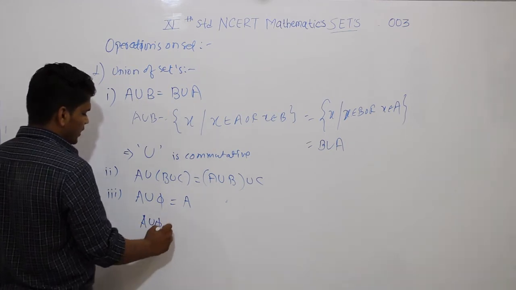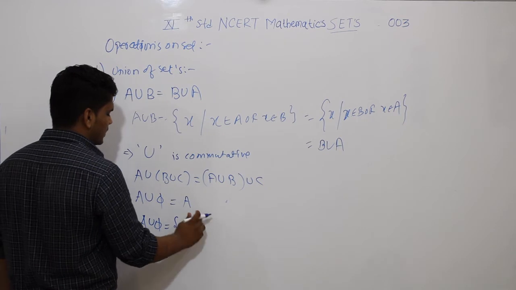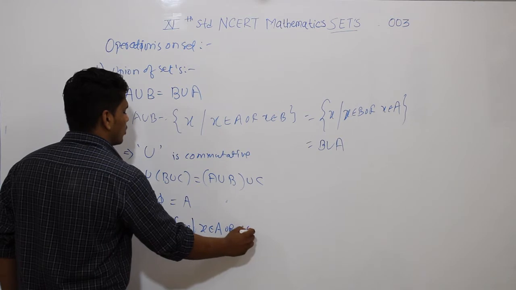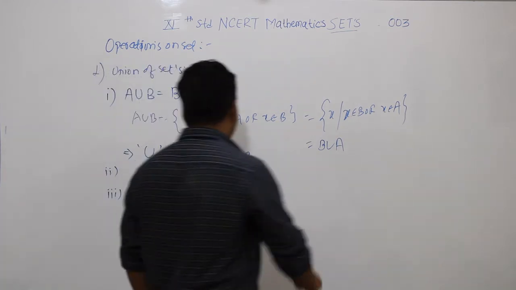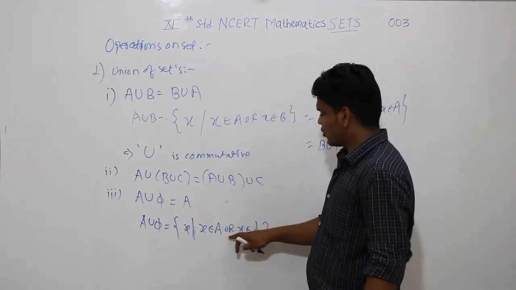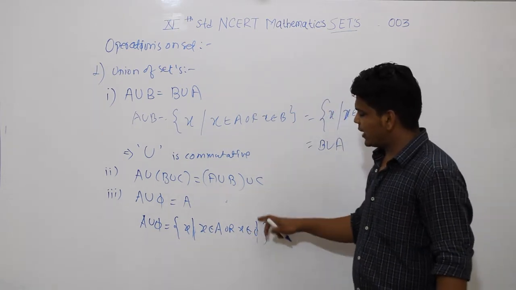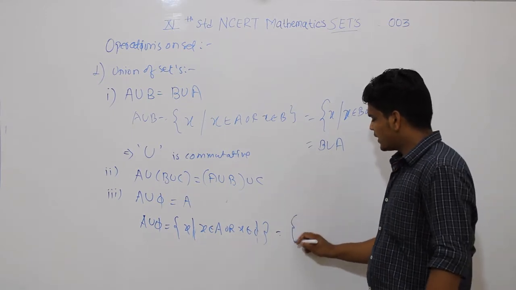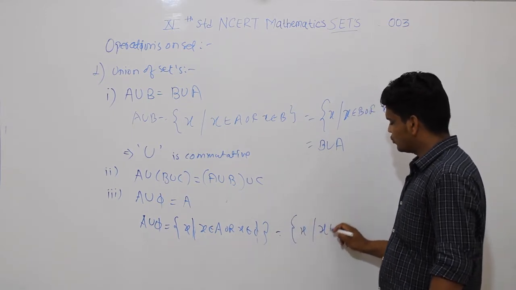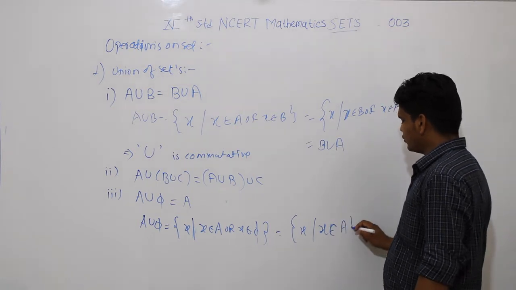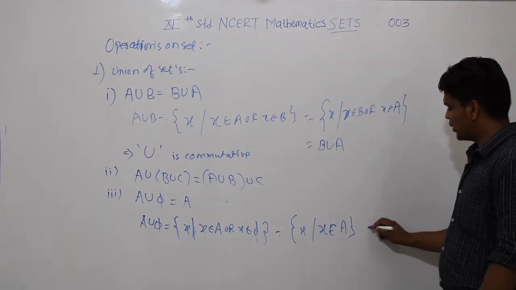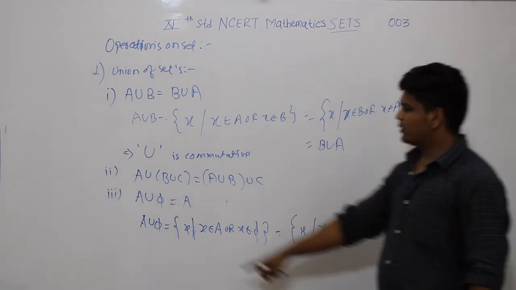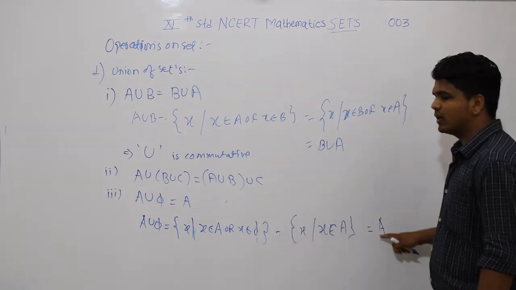What is A union phi? A union phi is the set of X such that X belongs to A or X belongs to phi. Means you take all elements from A or elements from phi. Now I will not have any element from phi, therefore I will only consider elements from A. These are nothing but X such that X belongs to A only. It means A. So A union phi is nothing but A again.